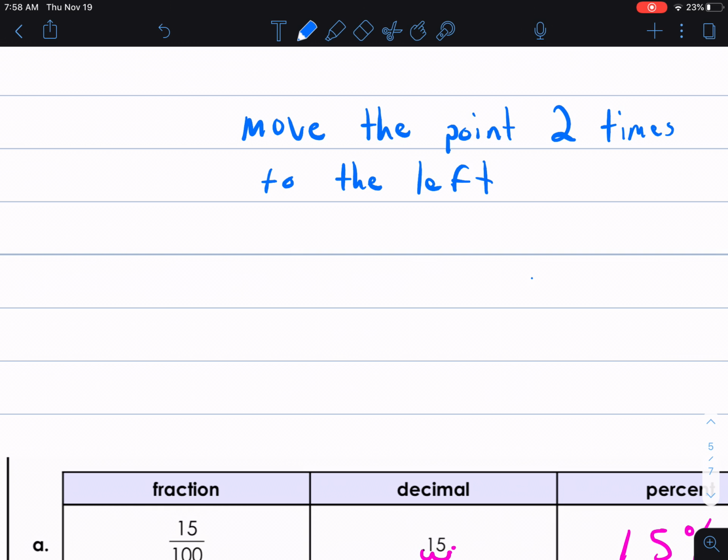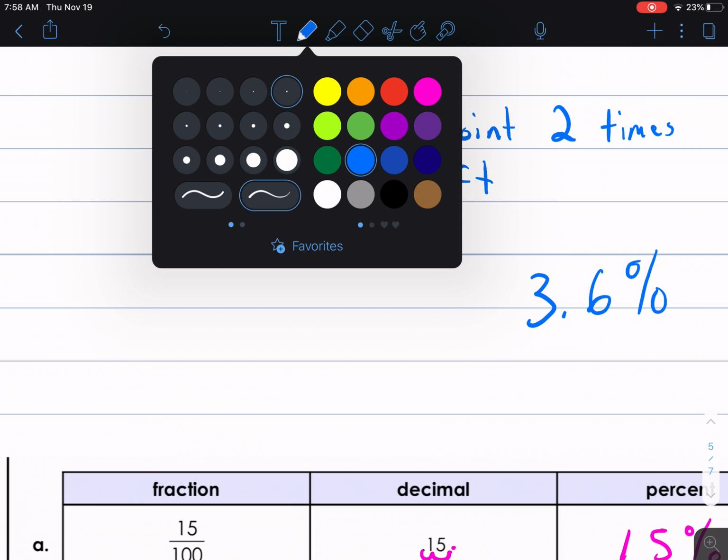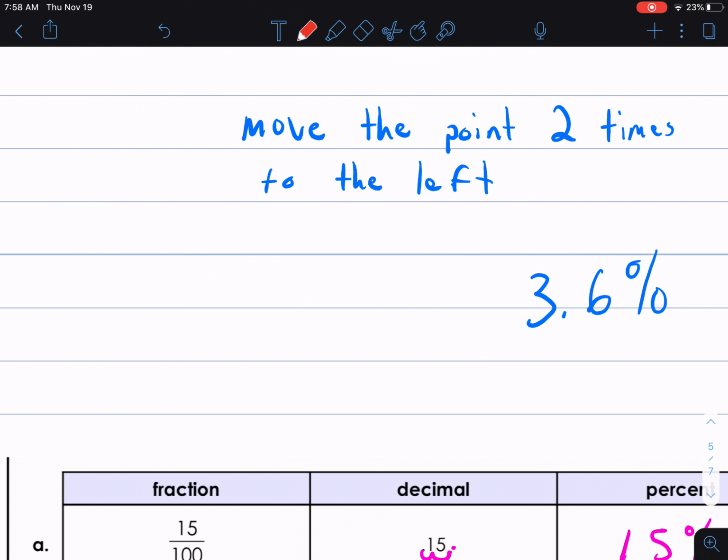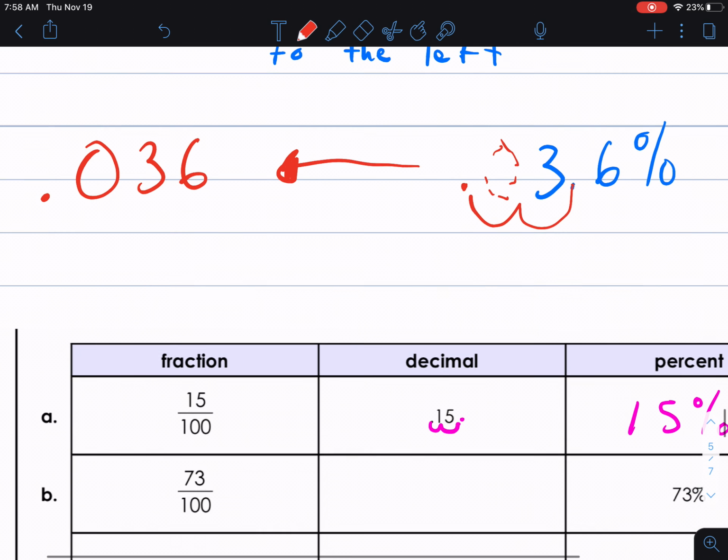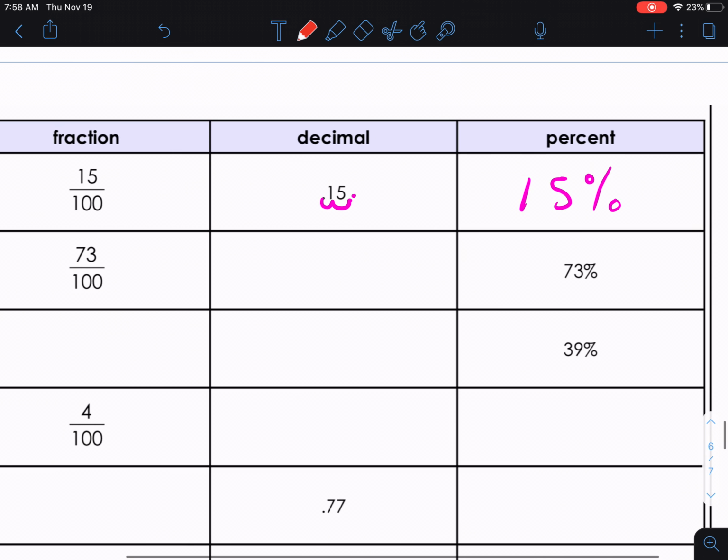If I have 3.6%, just move 2 times to the left, 2 veces a la izquierda, el punto. 1, 2. I add a 0. My decimal is 0.036. Mi decimal es 0.036. So for this example, I'm going to go to the left. Voy para atrás. 2 veces a la izquierda. 2 times to the left. 1, 2. 0.73.